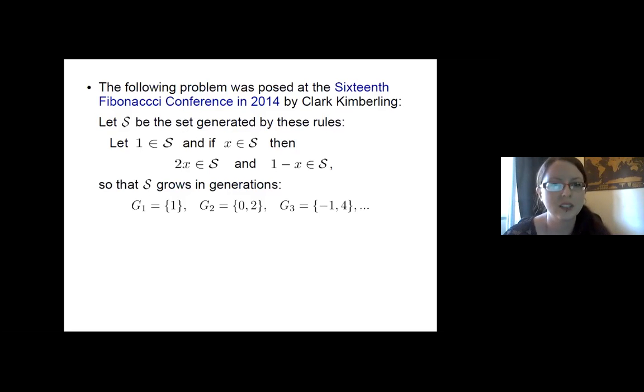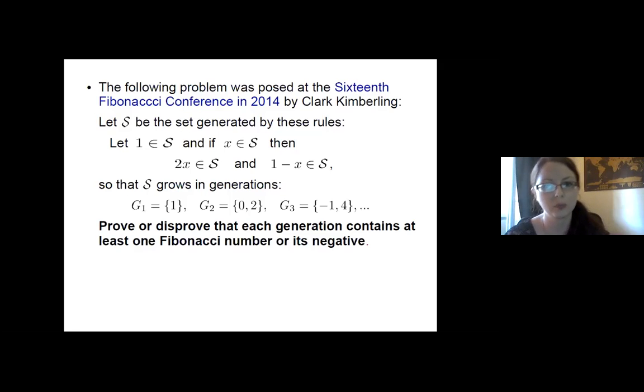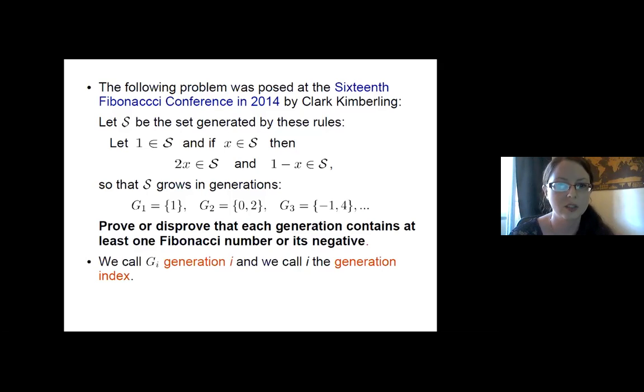So the idea is that the set S grows in generations. So we can look at these generations starting with 1, and then say if we apply these 2 operations, what new elements get added to this set, and so on. So by only adding new elements every time, we get disjoint sets. So the question is to prove or disprove that each generation contains at least 1 Fibonacci number or its negative. So this appeared to be kind of a curious property when we start generating these sets.